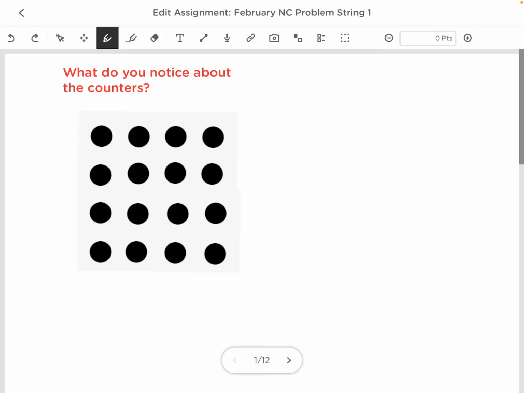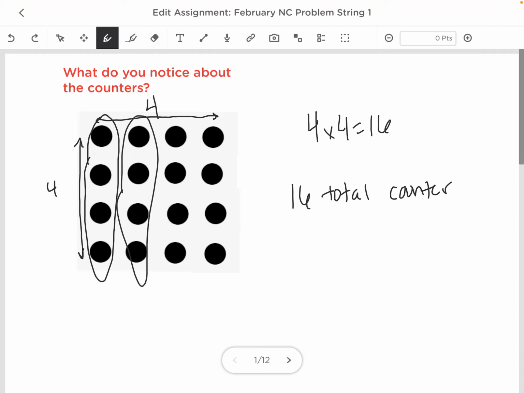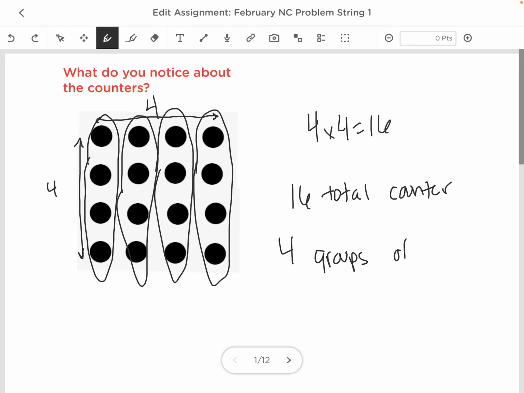A few things that I noticed was that there are 4 counters going across, and there are 4 counters going up and down. And I know that 4 times 4 equals 16, so that means there are 16 total counters. Maybe I want to double check that. I can count 4, 8, 12, 16. So here I see 4 groups of 4. All right, let's keep that in mind as we go through our problem string today.